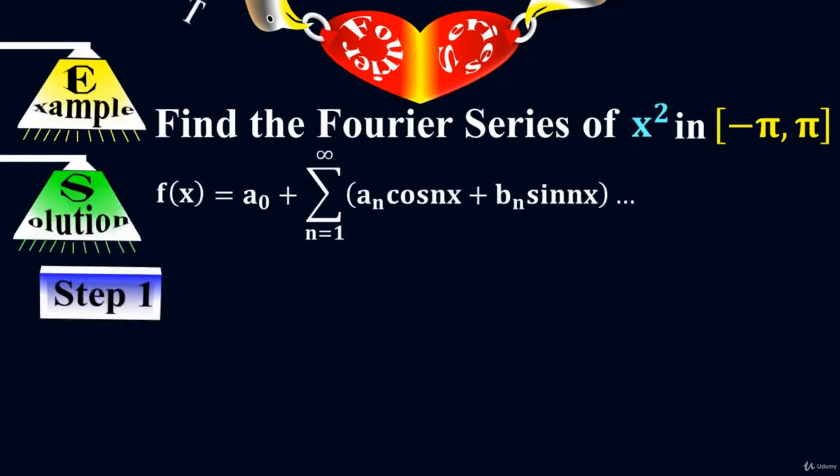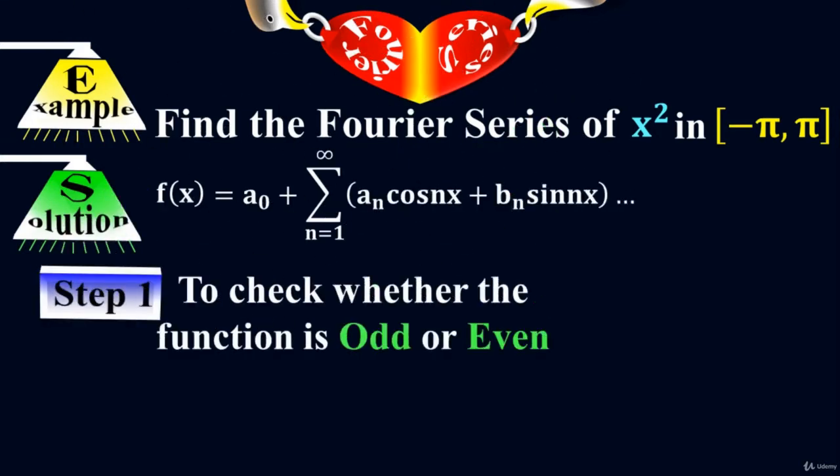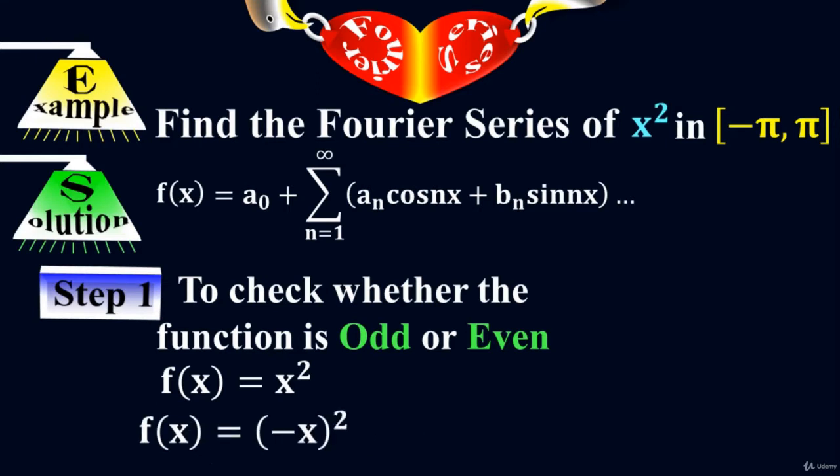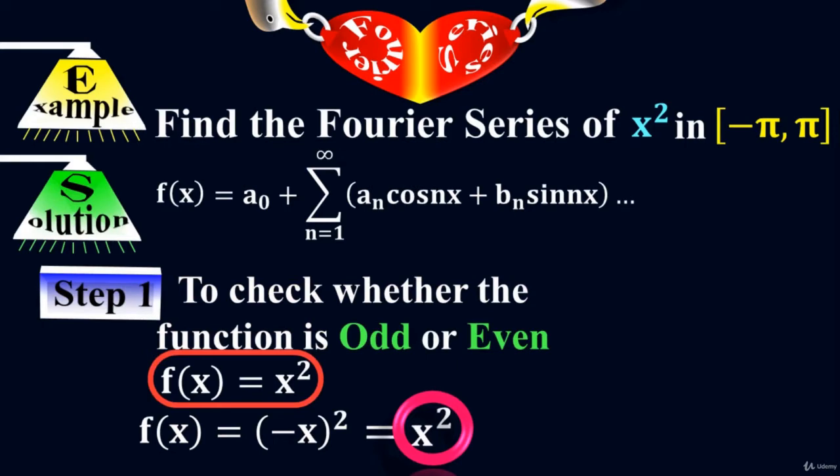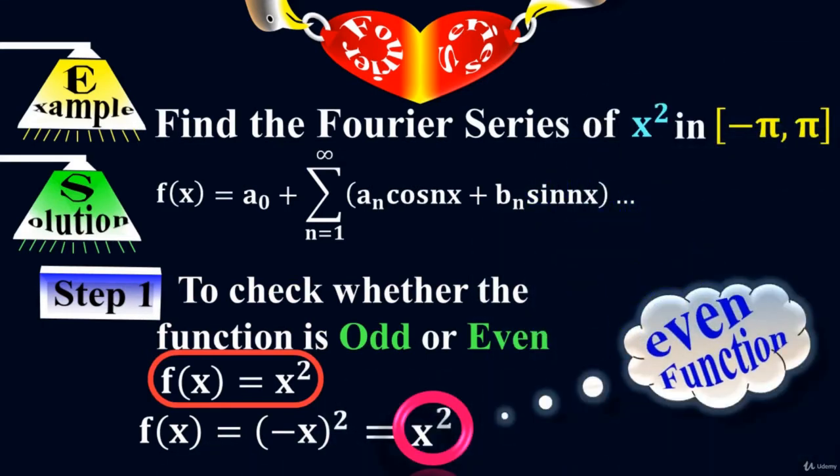Step 1. To check whether the function is odd or even. First, check whether the function x squared is an even function or an odd function. The given function f of x equals x squared. Let me multiply the variable x by minus. If you multiply the variable x by minus and then take its square, it equals plus x squared, which is my given function. Therefore x squared is an even function.